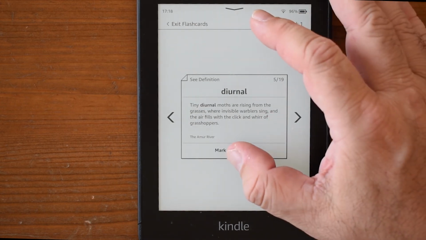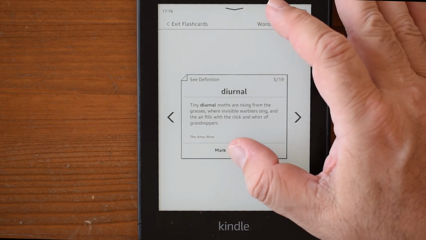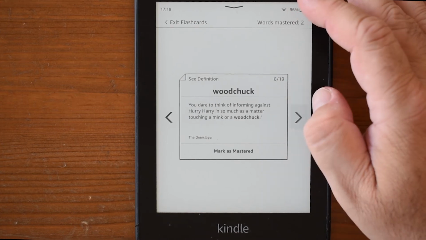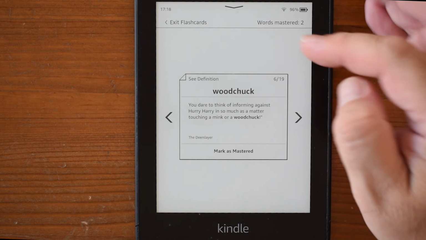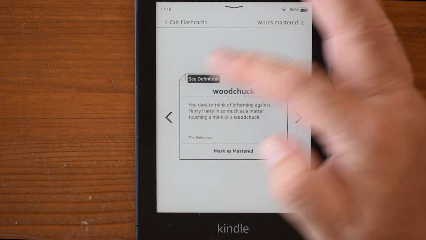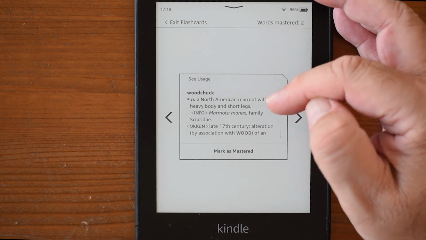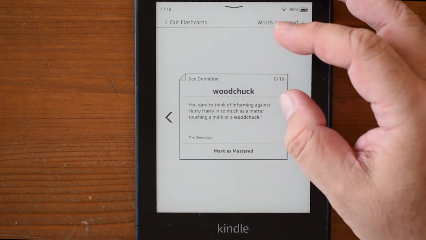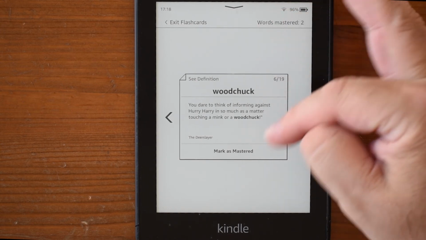Diurnal, I think I've mastered that. I've seen this word before, but just kind of didn't remember what it meant, and now I do. Okay, woodchuck. A mink or woodchuck. So I thought this was a bird, but when I looked it up, it was a marmot. So maybe I shouldn't mark it as mastered because I already forgot that it was a mammal. So I want to remember that, and I want it to come up.